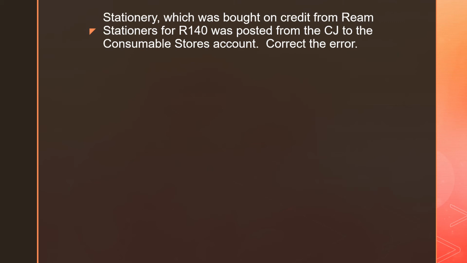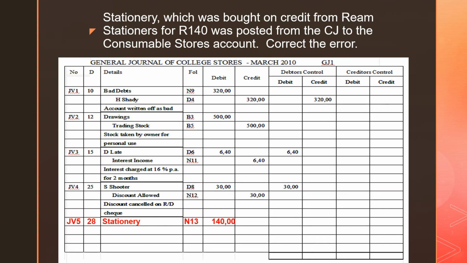We bought stationery, so we know that stationery is going to increase. We also bought it on credit. But the error wasn't the fact that we bought it on credit. The error came into being when we posted to the general ledger. We posted it to the consumable stores account and not to the stationery account. So we need to make that correction in the general journal.